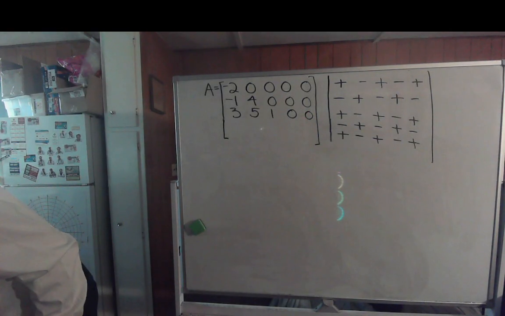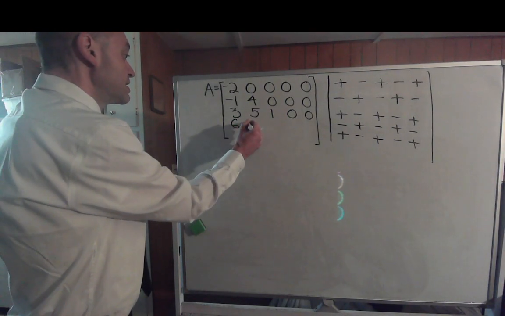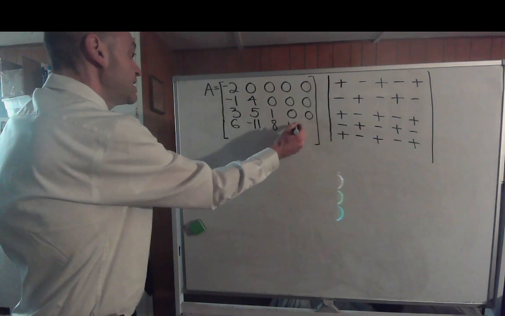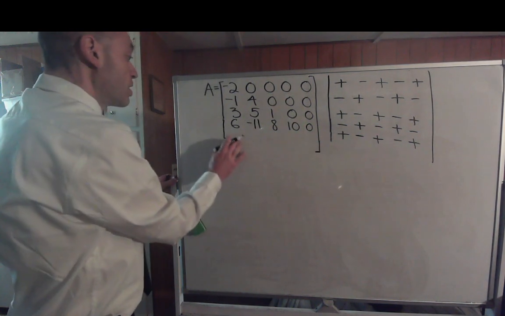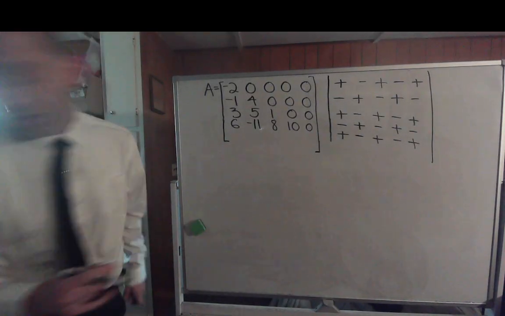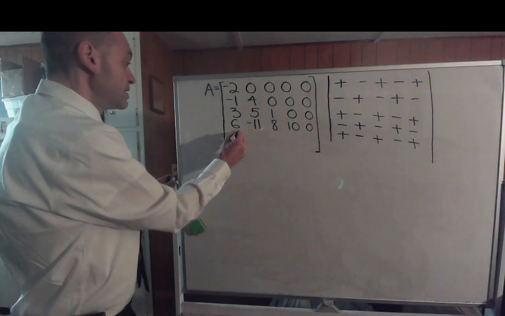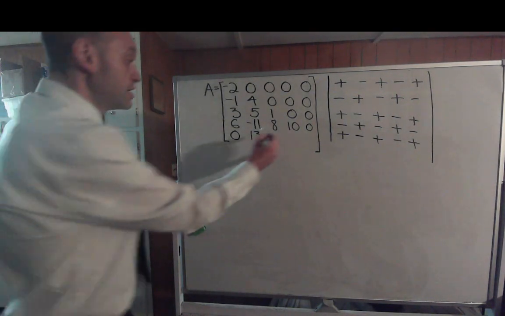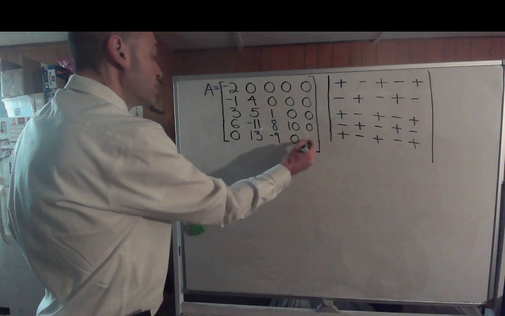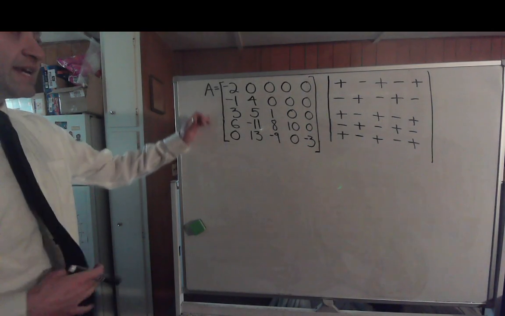And then we have 6, -11, 8, 10, 0. I should probably make space for one more. And then we have 0, 13, -9, 0, -3. So there's this hideous matrix A.